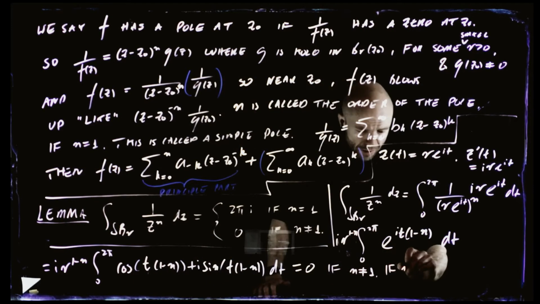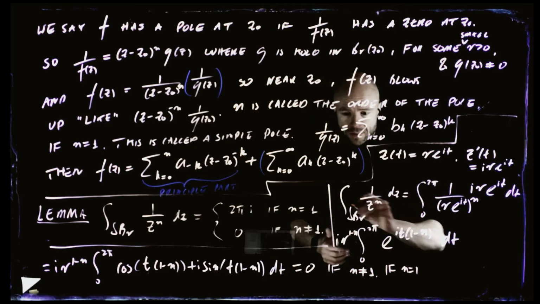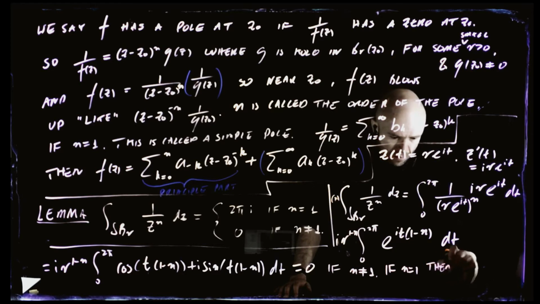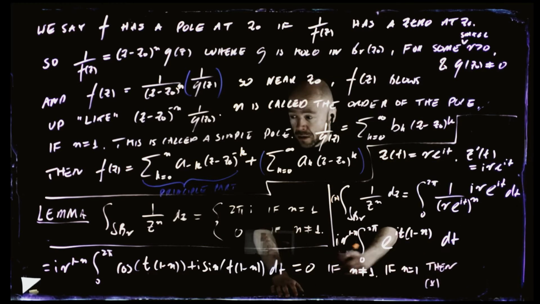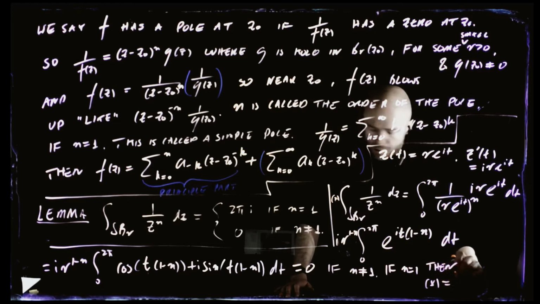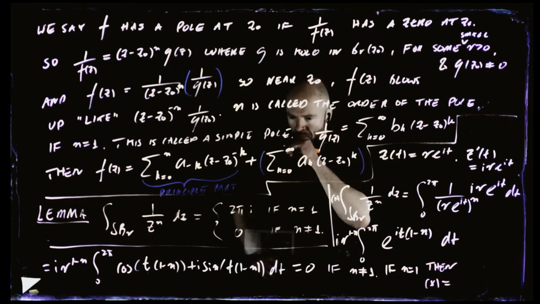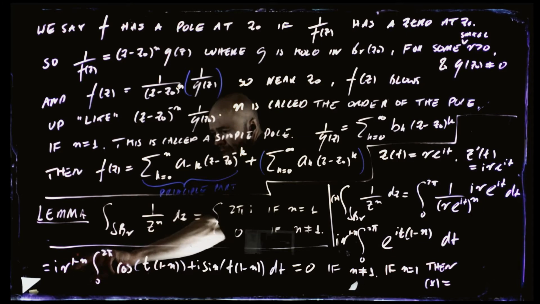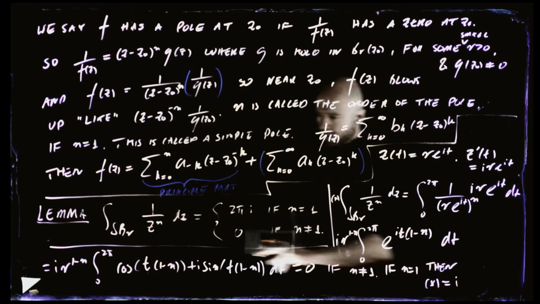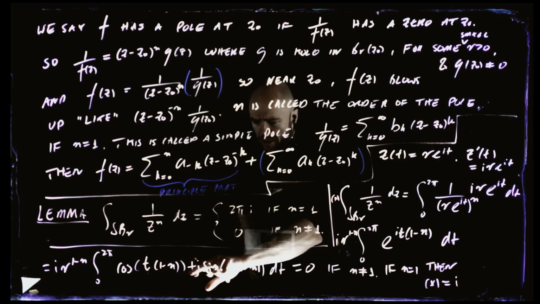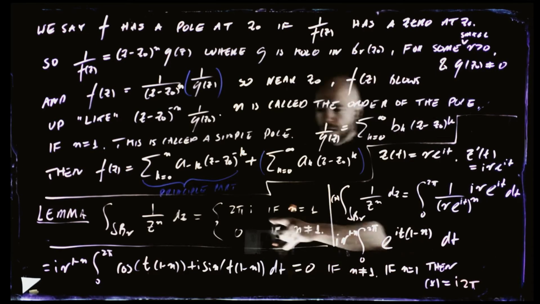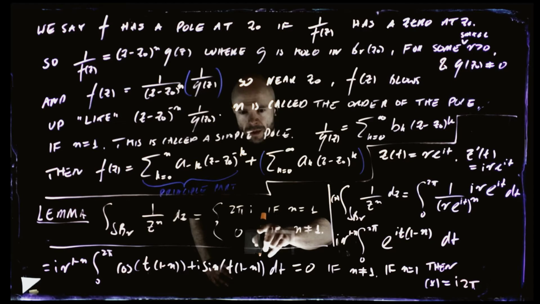So if n is equal to 1, let's call this thing star. What is star? Well, this part here is just going to be i times r to the 0, so it's just going to be i. And then this thing here is just 1, plus 0 times i. So it's just 2 pi i, and that's it. So that's our claim right here.